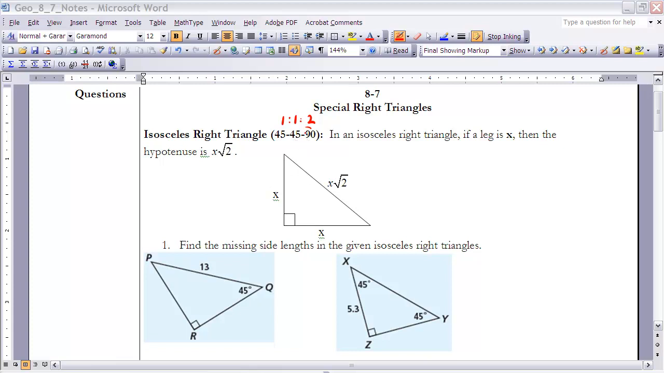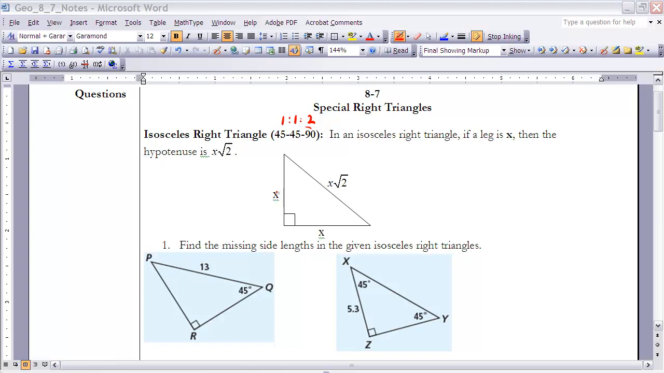Well, what we want to be able to do in these special right triangles is determine, if I know that that's the ratio between their angles, what's the ratio between their sides. And we have our statement here, and in the book it goes through why this is. But in an isosceles right triangle, if the leg of the isosceles right triangle is x, then the hypotenuse is x times the square root of 2. So this triangle here, where I have these labels, that's the important part.